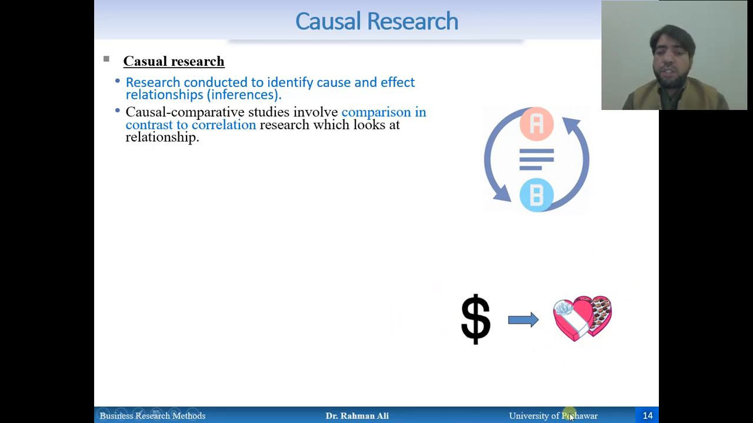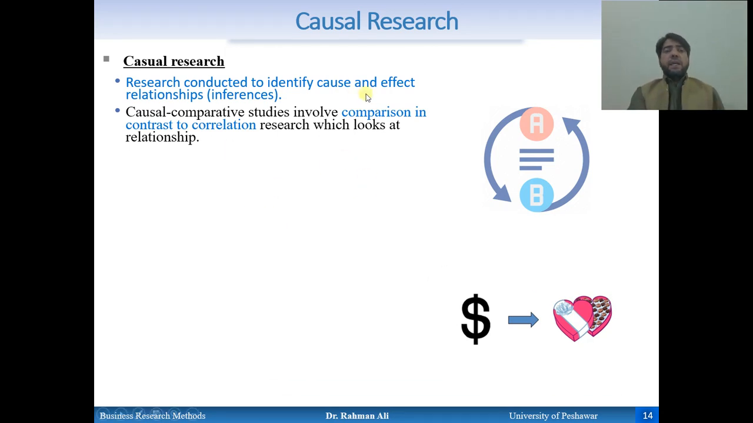Just see this example. If you have more money, you will be happy. So if more money is the cause, it will have a good effect on your pleasure, your happiness and good health. Such kinds of relationships and associations can be found using causal research.